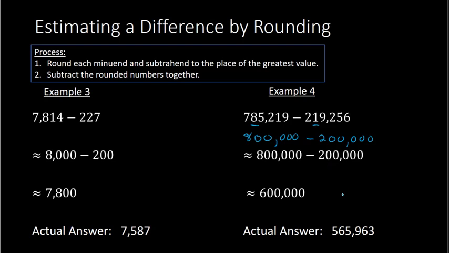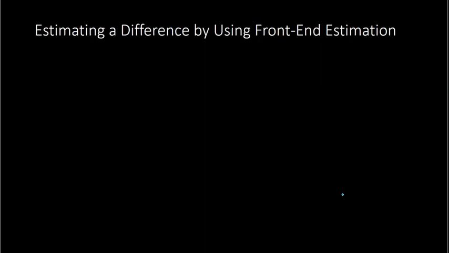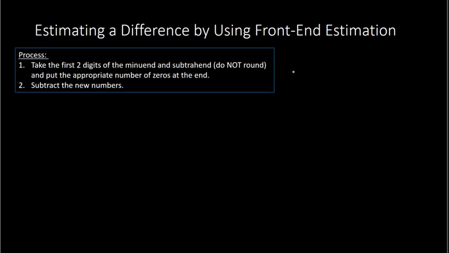Now lastly, we're going to work on estimating a difference by using front-end estimation. So to remind you of the process, we take the first 2 digits of the minuend and subtrahend. So do not round, just take the first 2 digits and then put the appropriate number of zeros at the end. Once you do that, then you subtract those new numbers.